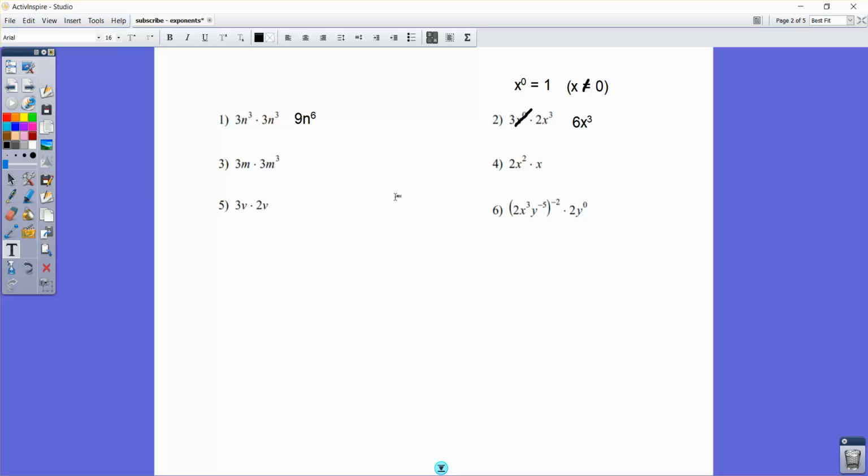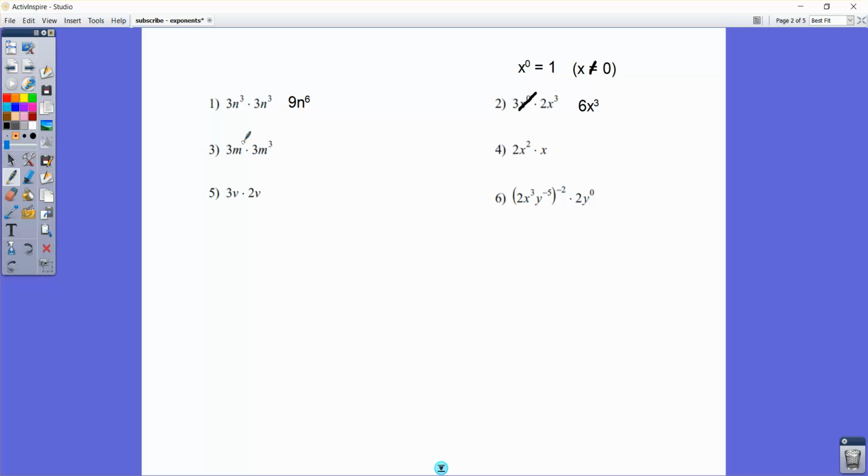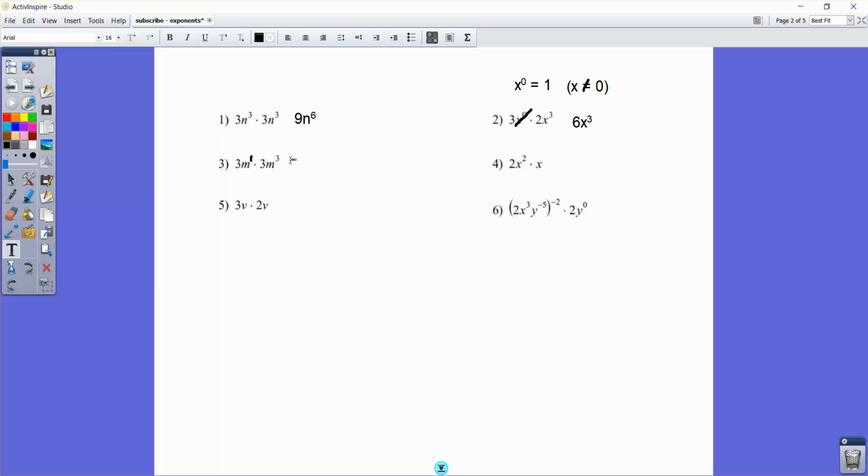Okay. Number 3, same kind of deal here. We have 3m times 3m to the third. Now the other thing to consider here is it's 3m. There is a hidden exponent here, and that exponent is 1. Anytime you see a variable without an exponent, the exponent actually equals 1. So 3m to the first times 3m to the third equals 9m to the fourth. Okay, so that's an application of the addition rule there as well.